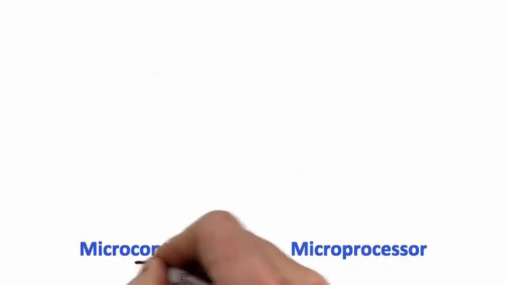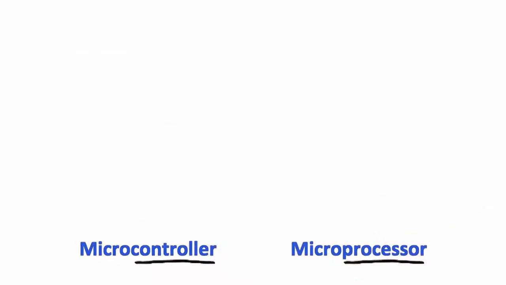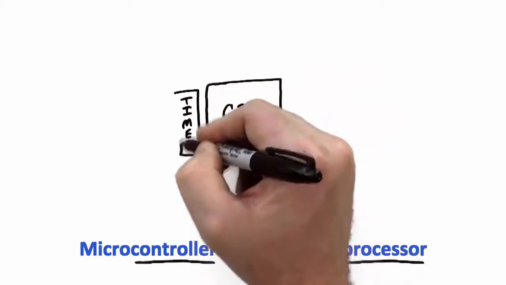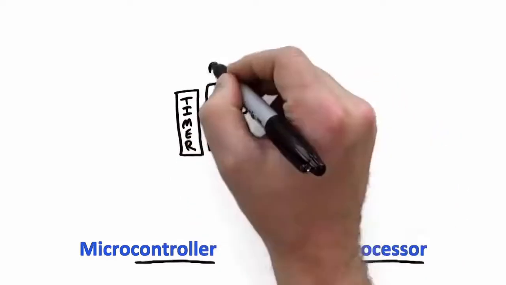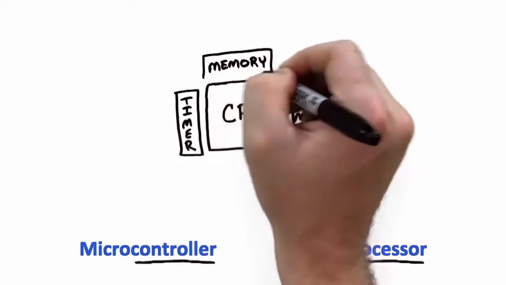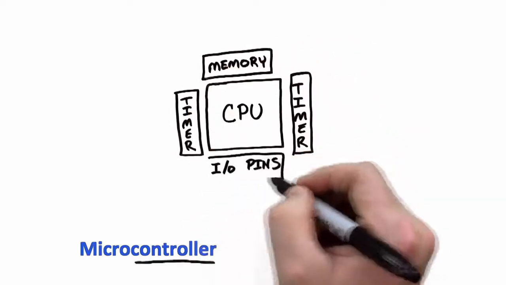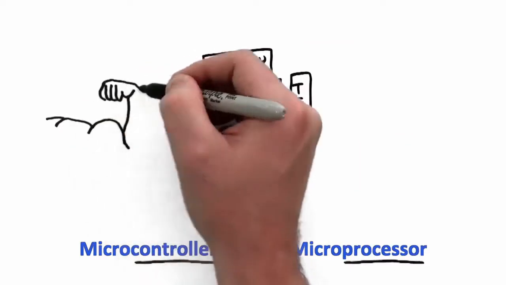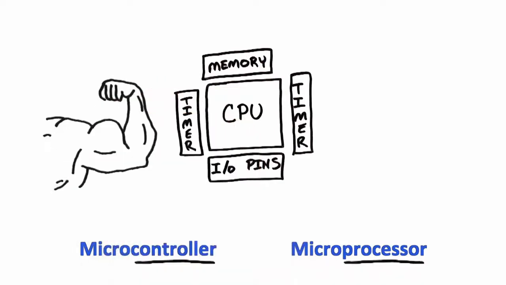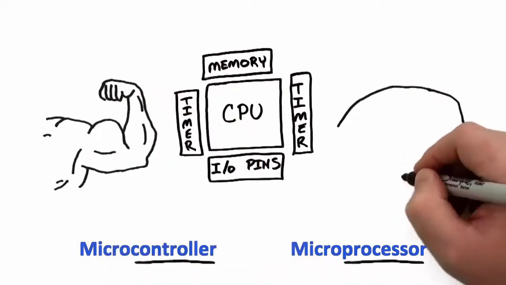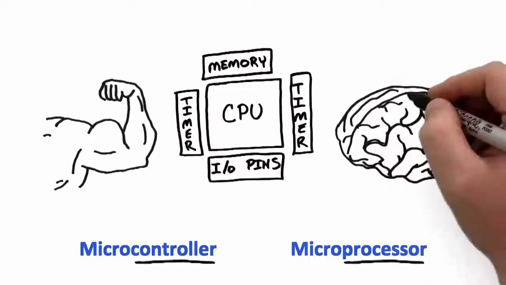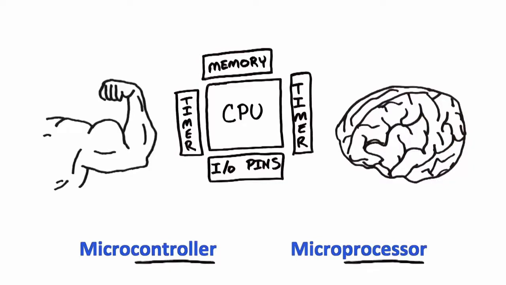So I said the Arduino is a microcontroller and the Pi is a microprocessor. So then what's the difference between those two? They both have a CPU, which is what executes the instructions, timers, and memory, as well as I/O pins. But those I/O pins is where the key difference lies. Microcontrollers tend to have a strong I/O capability so that they can drive external hardware directly, while microprocessors tend to have weak I/O, which need transistors to drive most hardware. Microprocessors are good at processing, so they're a little bit brainier than a microcontroller.